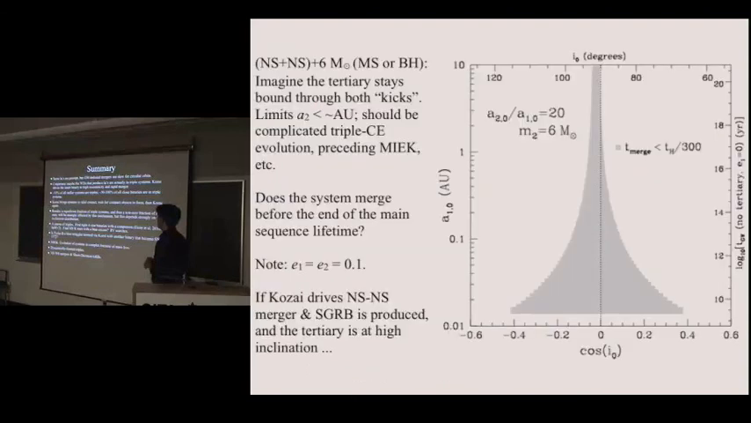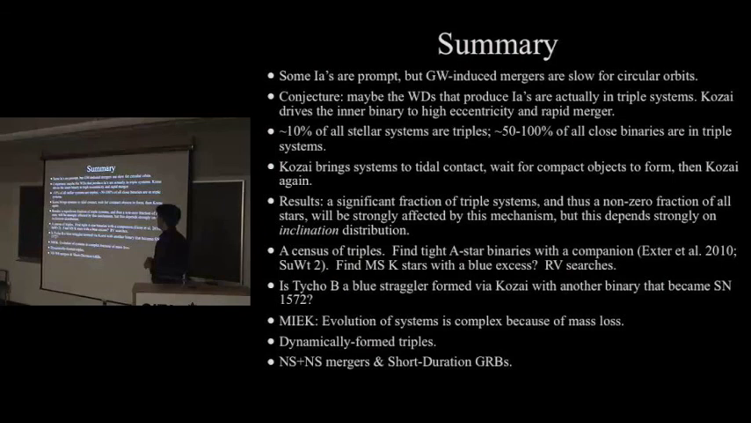This thing I mentioned is that the evolution of systems is made complex by mass loss. You can trigger crazy dynamics with mass loss and mass transfer. Is Tycho B a blue straggler formed via Kozai of another binary that became supernova 1572? If it's really a type 1A star, then you need an exotic explanation, because there is no such thing in the galaxy. And 5 arc seconds from the center of the X-ray remnant is something.